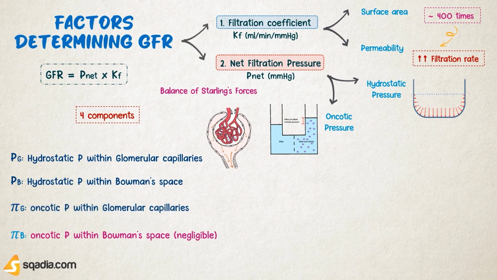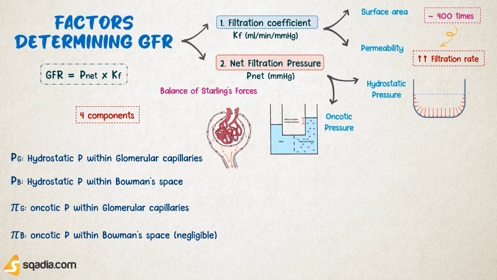There is also the plasma oncotic pressure within the glomerular capillaries, and this is largely due to the presence of dissolved plasma proteins such as albumin. And the last one is the oncotic pressure within the Bowman space. But it is usually negligible due to the very low concentration of dissolved proteins within the glomerular filtrate. But it is worth noting that this parameter can be increased in certain pathological conditions such as glomerular nephritis.